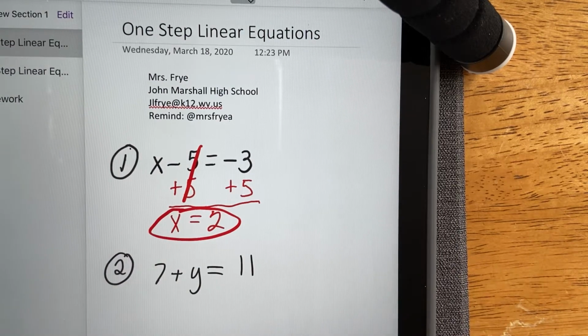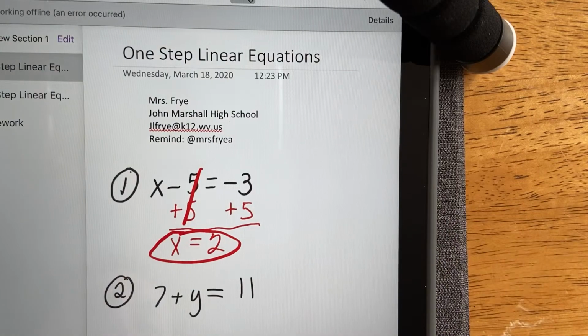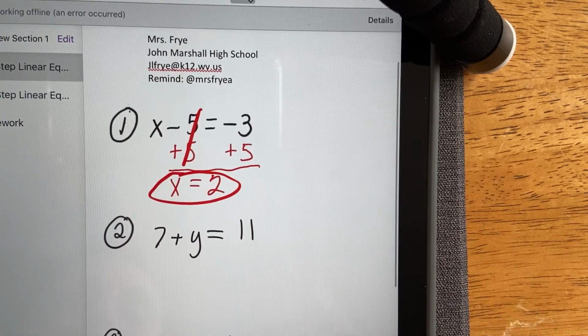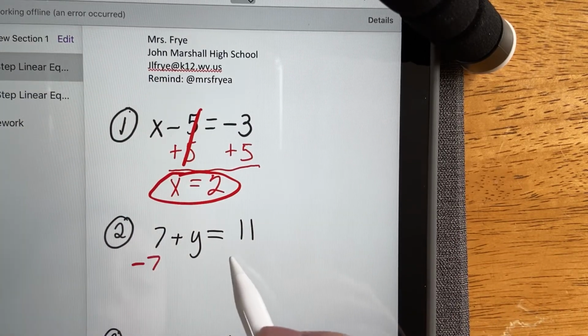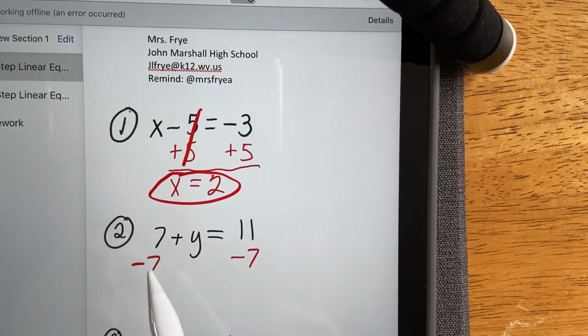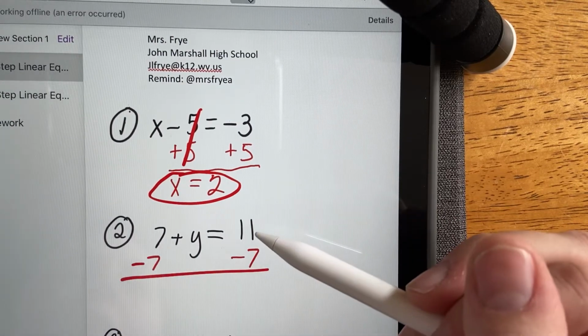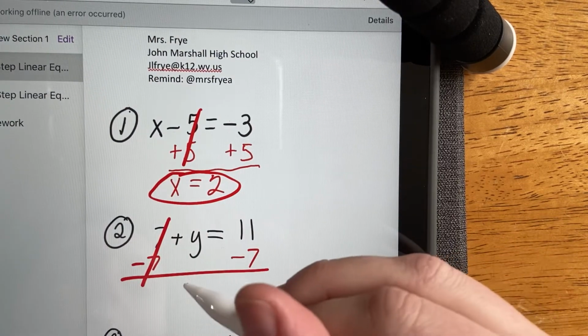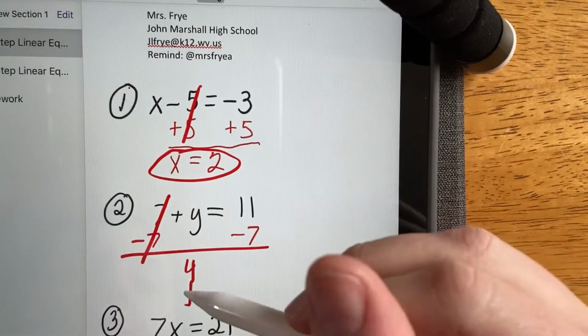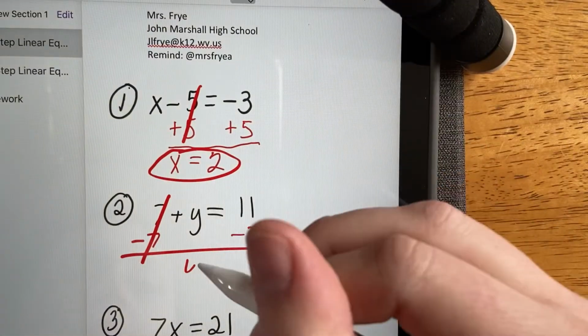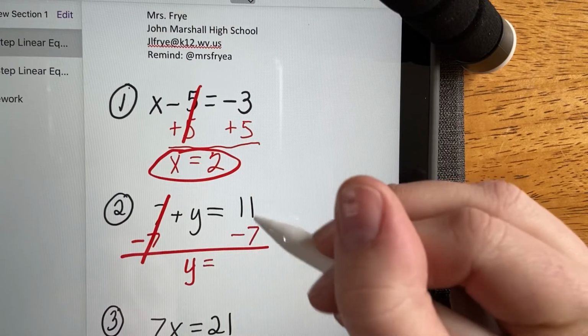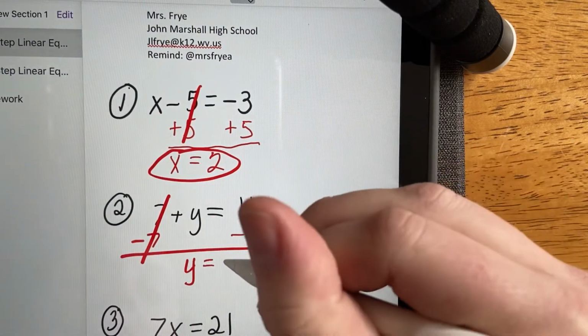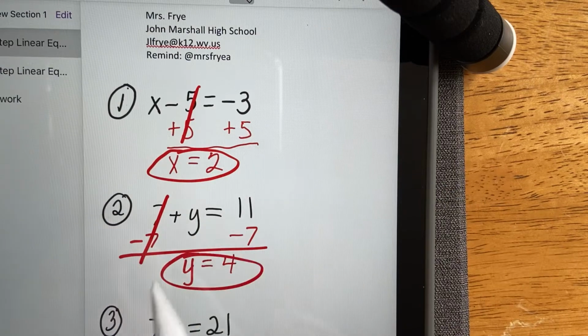For the next problem, I have 7 plus y equals 11. We have 7 being added to the variable. So do the opposite of adding 7, which would be subtract 7 from both sides. So you want to make sure you line it up, 7 minus 7, and then line up 11 minus 7. So 7 minus 7 is canceled, which means y equals 11 minus 7, which is 4. So there you have it. The answer to number 2 is y equals 4.